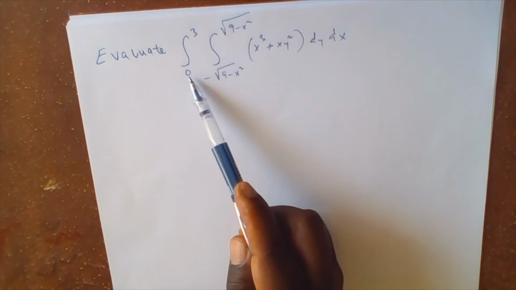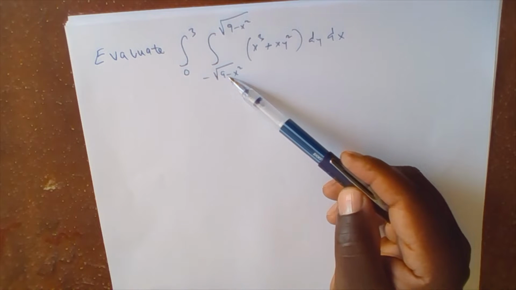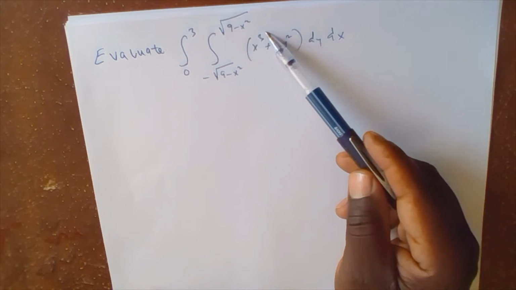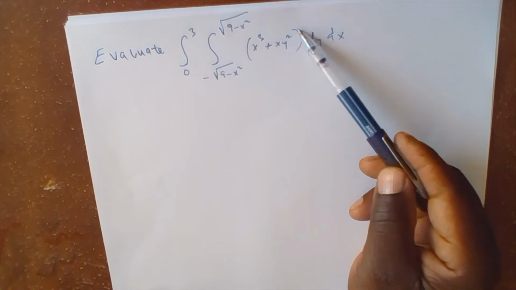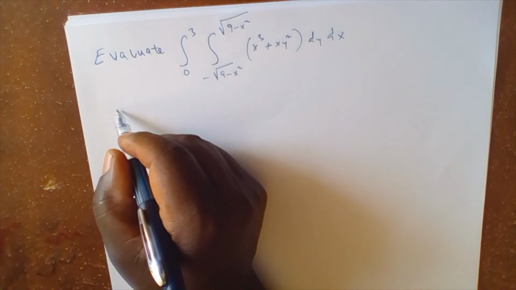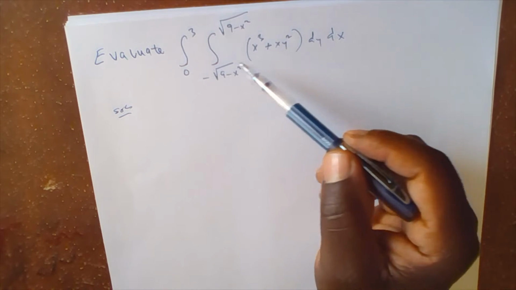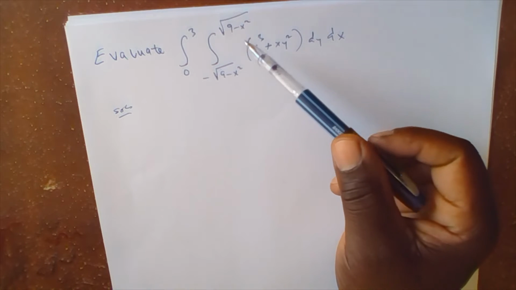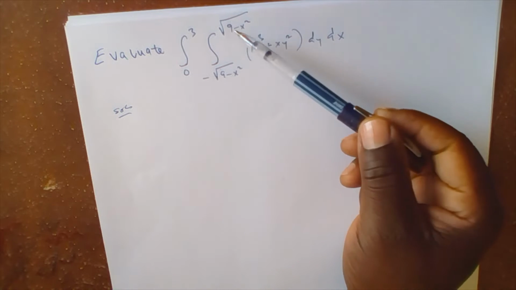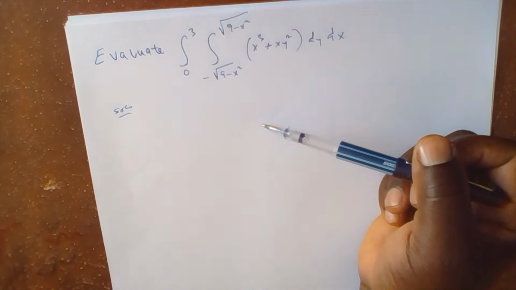Evaluate the integral from 0 to 3, then the integral from negative root 9 minus x squared to positive root 9 minus x squared of x cubed plus x y squared dy dx. Now, for us to be able to get the integral of this expression, it will be easier for us to convert this into polar form before we get the integral.